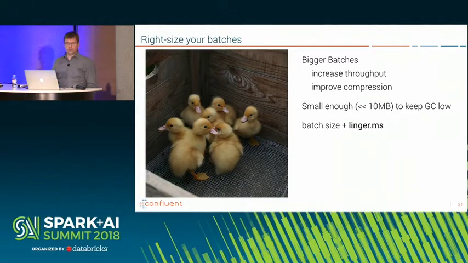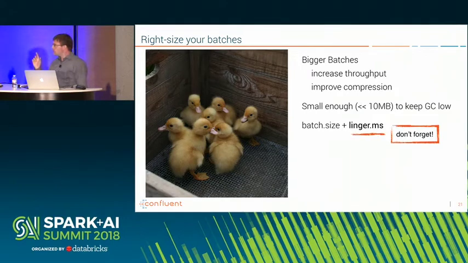Now, there's two ways you can tune the batch size. One is, of course, batch size itself, which tells you, like, this is the maximum number of messages I want in my batch. But then there's this other setting called linger.ms. And what this tells the client is to say, like, I want you to wait at least this long before you send the message, which means that it will wait that long and wait for new messages to come in and buffer them before sending the batch.